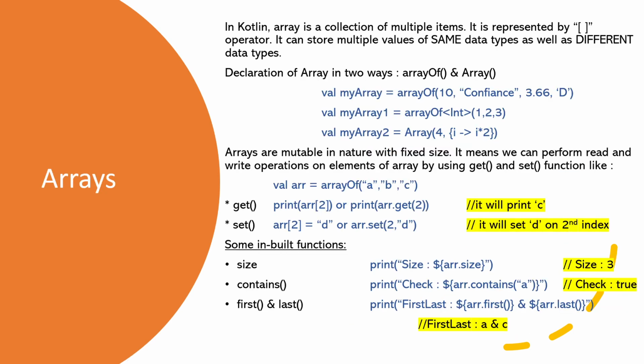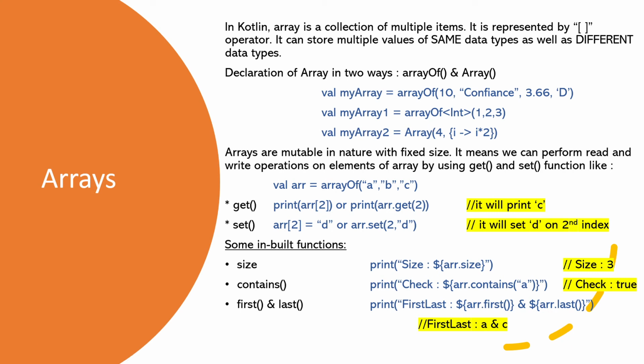Next, arrays. It is a collection of multiple items which can be of the same data type as well as different data types. For example, the first example carries a collection of different data types like int, string, float, and char. Now, if we need the same type of array, we can declare it like in the second example, myArray1. It carries all the values of the same data type.